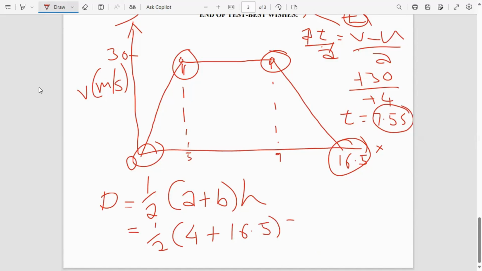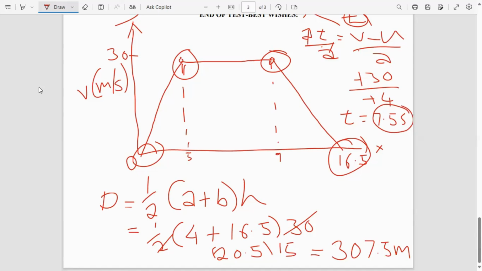Then the height, which is 30. This is going to give us, in the brackets, 20.5. 20.5 multiplied by half, or 2 into 30, this is 15. And this is going to give us a total distance of 307.5 meters as the total distance covered for this journey.